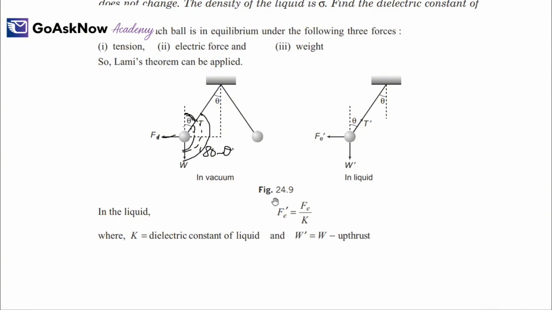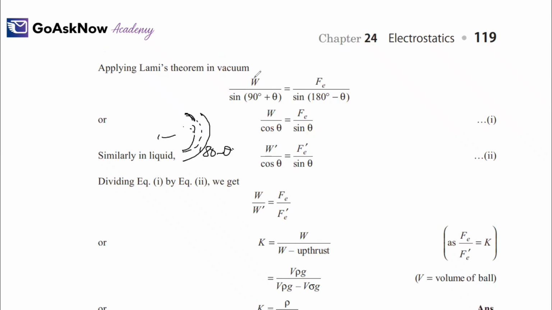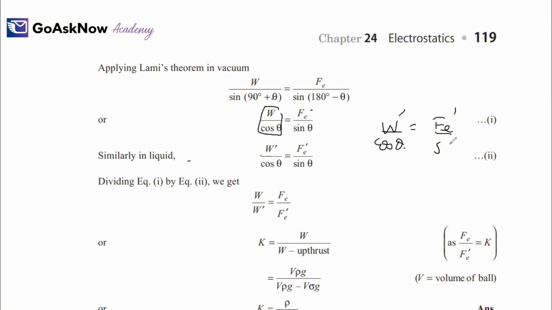And if you substitute all the terms here, you will get what? You will get W by cos theta because sine of 90 plus theta is cos theta, and Fe by sine theta, since sine of 180 minus theta is sine theta. Similarly, what you will get? W dash by cos theta because the angles were the same, and Fe dash by sine theta. W dash by cos theta is equal to Fe dash by sine theta. Angles are not changing, so we will get the same value.